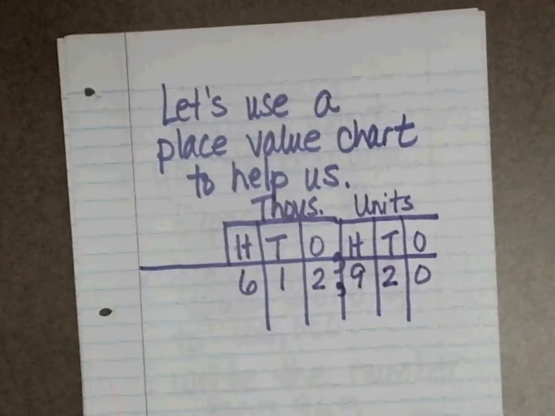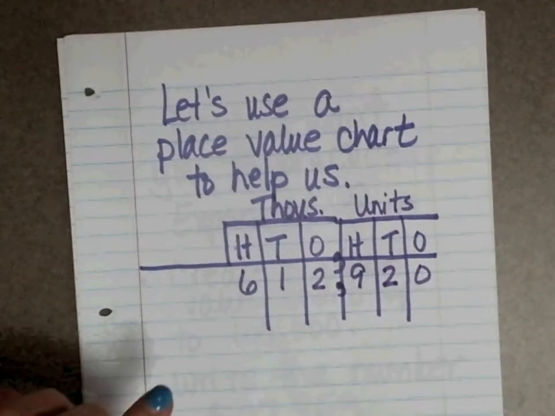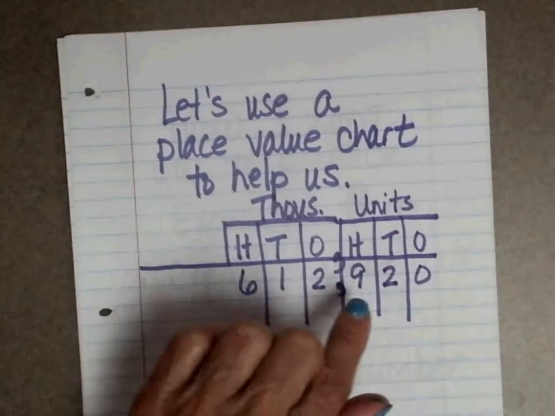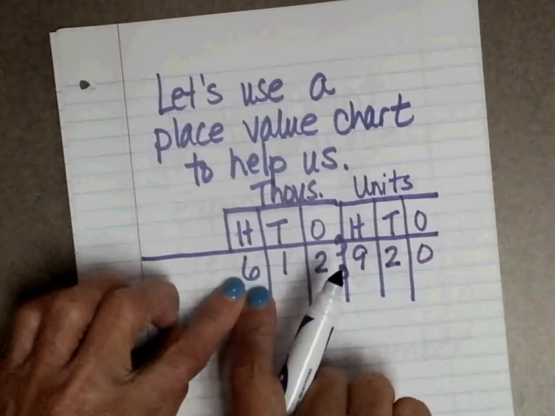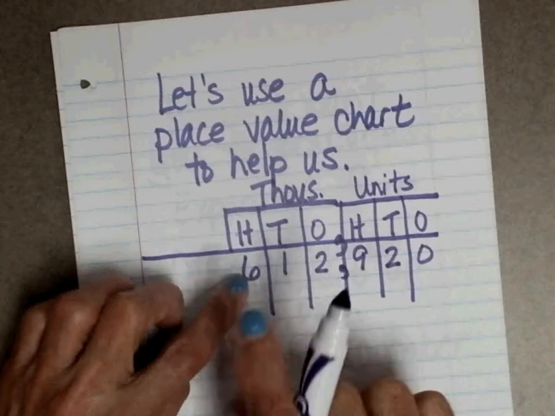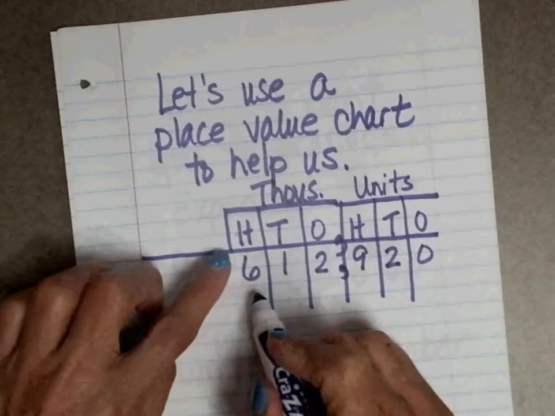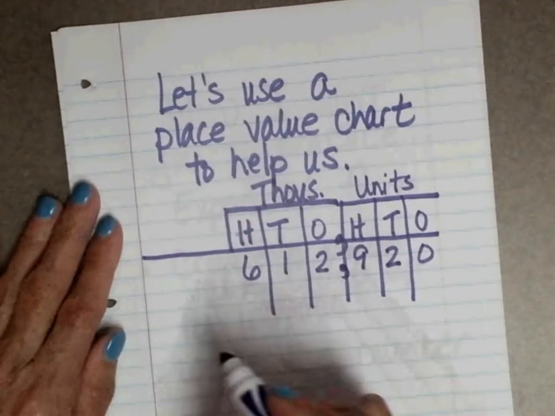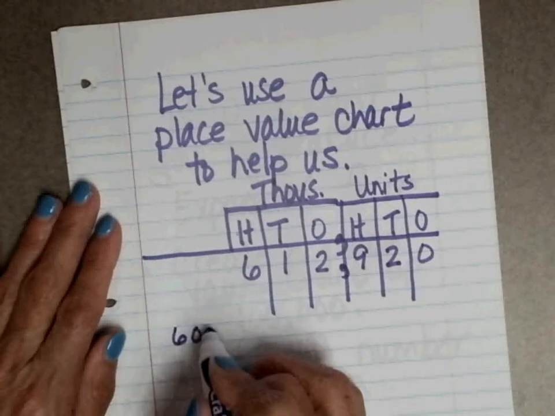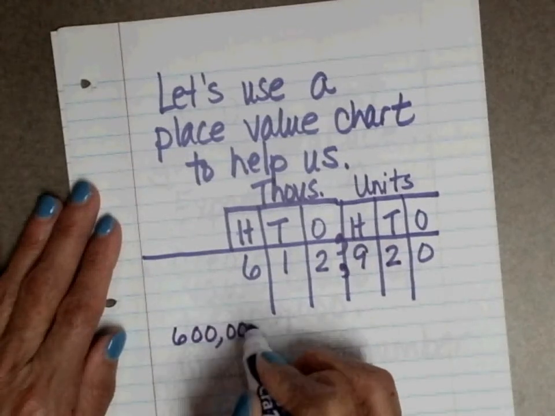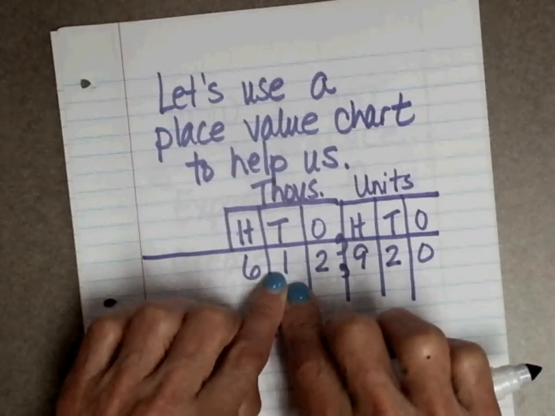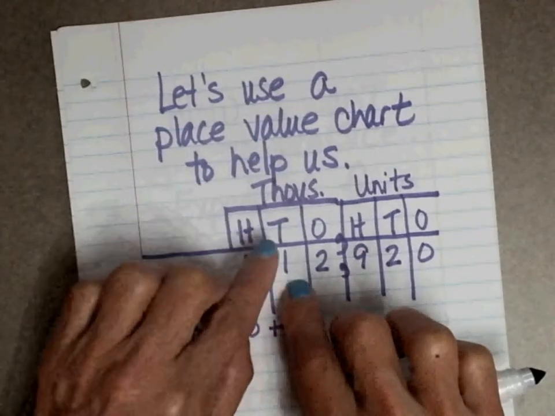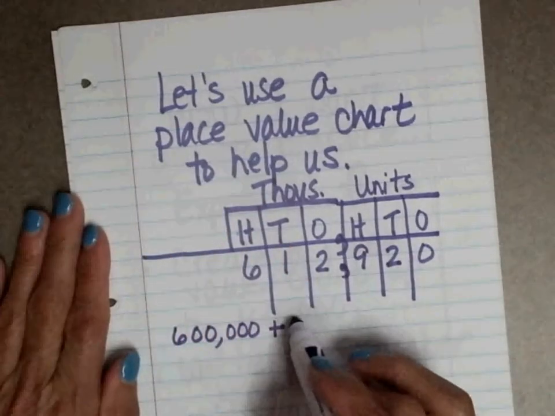So again, expanded form is the value of each digit in a number. We're going to put it as a sum. So let's start with the greatest place value always. We have 600,000 plus, we have a 1 in the 10,000s place, so we have 1 10,000. So we're going to add 10,000.